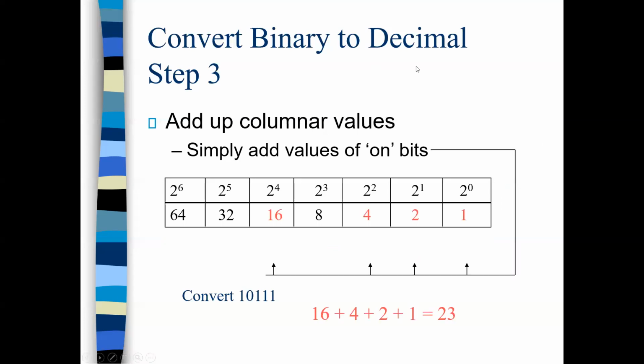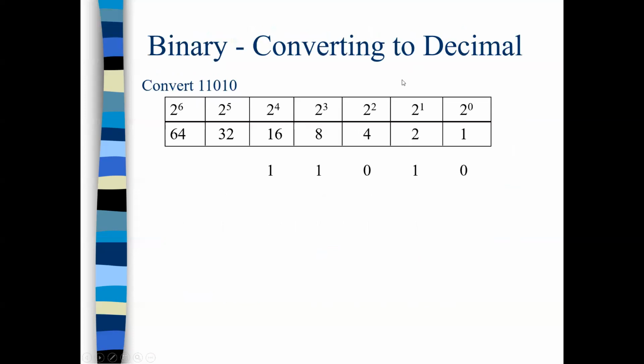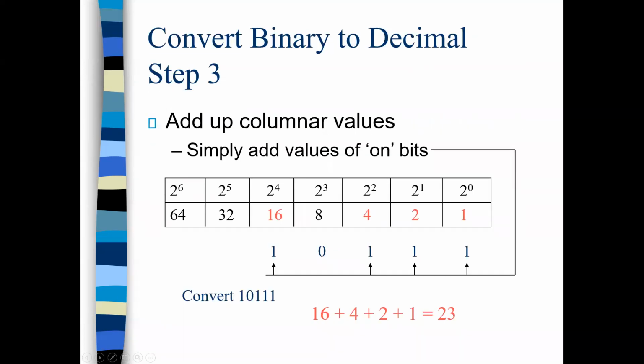I'll show you those when this thing clicks all back where it's supposed to be. Whoops. There it is. So you can see how every column that has a bit turned on, we're going to add up that columnar value. So let's look at another one.